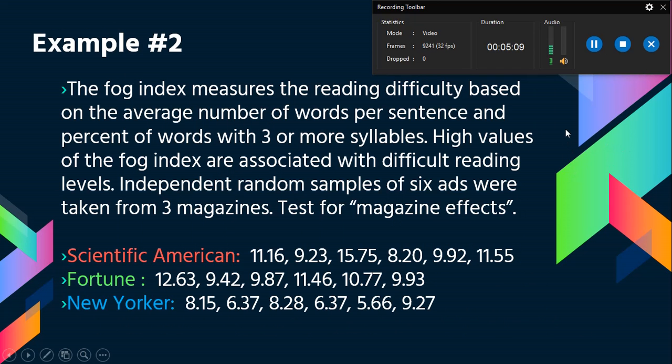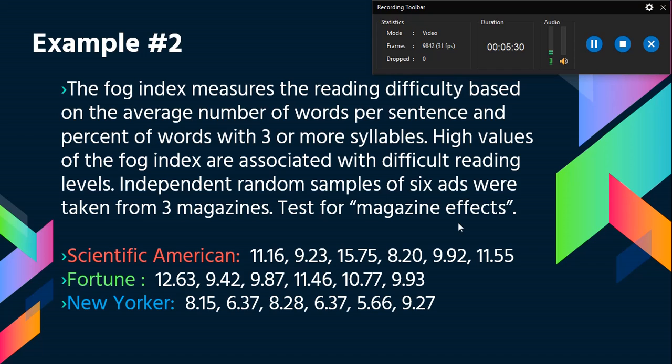Let's go ahead and try another example. You can pause it at this point. We have information for 3 different magazines, the Scientific American, Fortune magazine, and the New Yorker. So if you'll take a minute, you can read the scenario and then get your information put into your iPad.